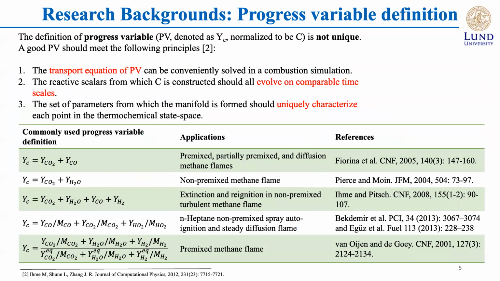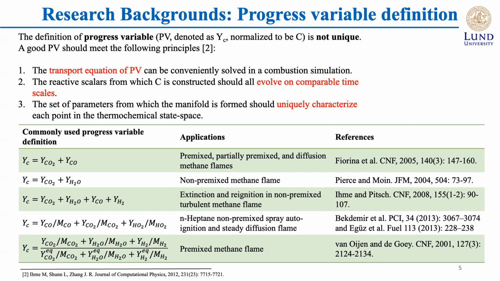Actually, there is an agreement for evaluating a good progress variable, denoted as YC, or normalized to be C. First, the transport equation of the progress variable should be easy. We don't want to introduce more model assumptions or closure for the transport equation of the progress variable. Second, the reactive scalars, such as species mass fraction and temperature, should not change too quickly or too slowly. It's better to have a comparable time scale with the progress variable.